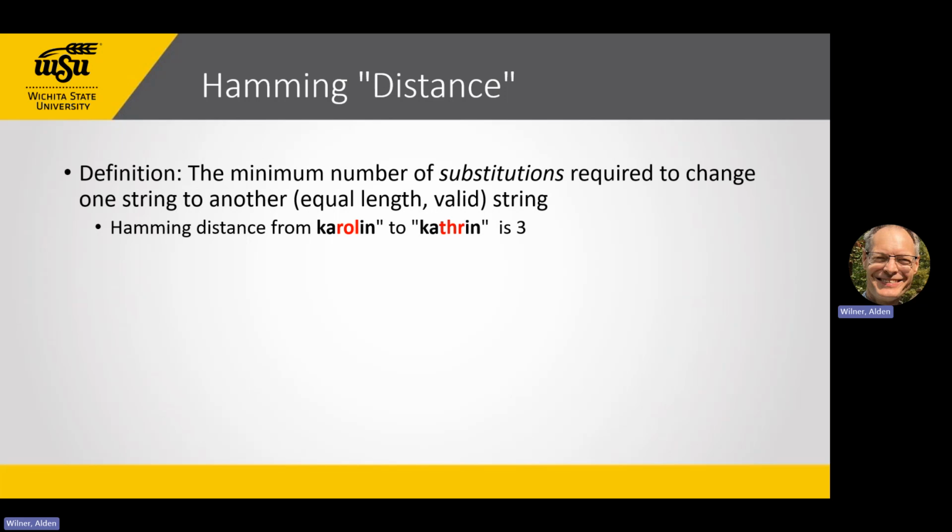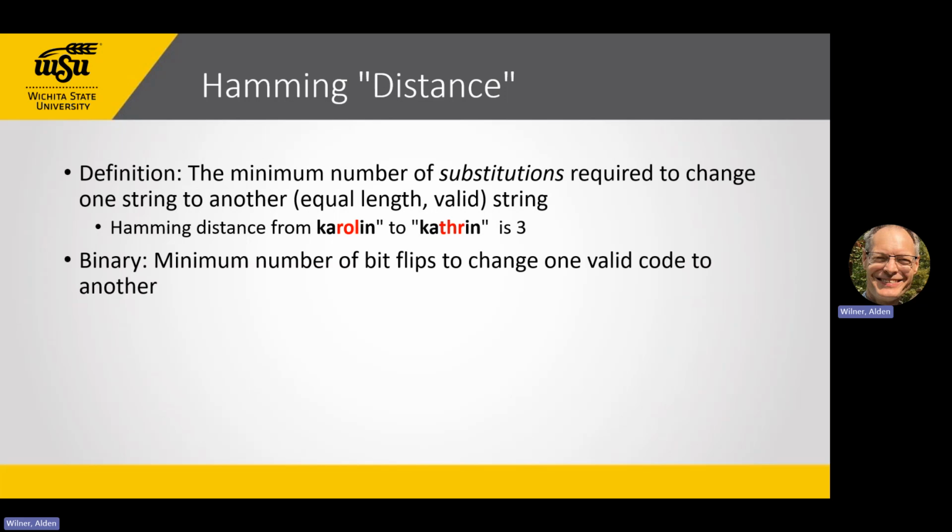If we have two names, Carolyn and Catherine, right? In order to change one to the other, we have to change the R to a T. We have to change the O to an H. We have to change the L to an R. So the Hamming distance on those two strings is 3, right? In binary, the Hamming distance is the minimum number of bit flips to change one valid code to another.